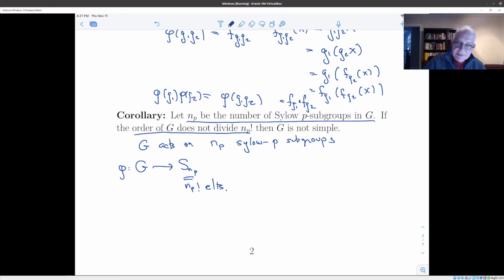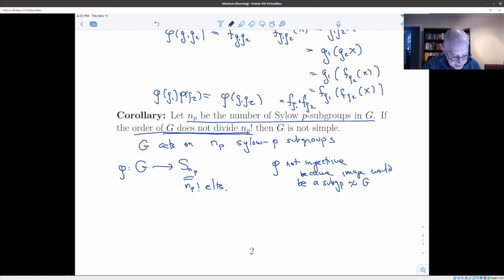Now, there are a few possibilities here. Could this map be injective? Well, if the order of G does not divide n_p factorial, then this can't be injective, because if it were injective, then the image would be a subgroup that's isomorphic to G, but that would contradict Lagrange's theorem, because the order of G is not a divisor of n_p factorial.